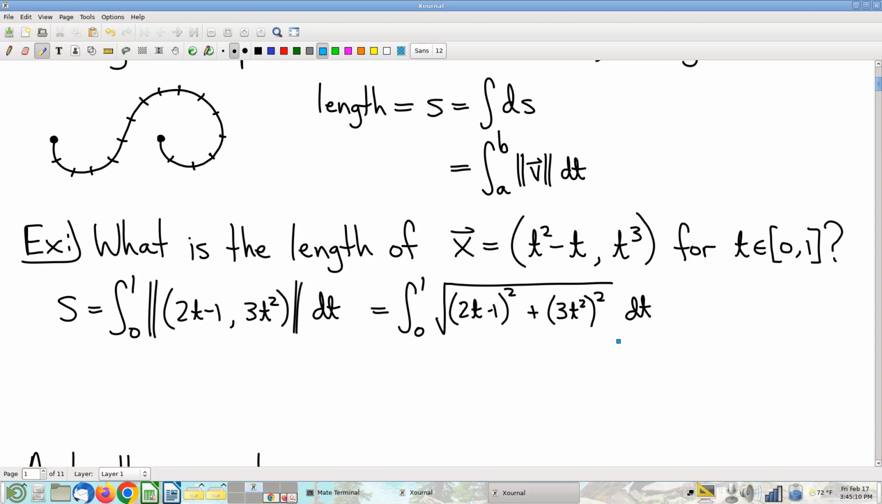The other possibility would be that it's not nice. And the question would then be, set up but do not evaluate an integral that would compute the length, blah, blah, blah. Right? I've got a long history of doing questions of that form on exams as well. But fear not, I won't have an exam question where the integral you need to compute is undoable. That wouldn't be fair.